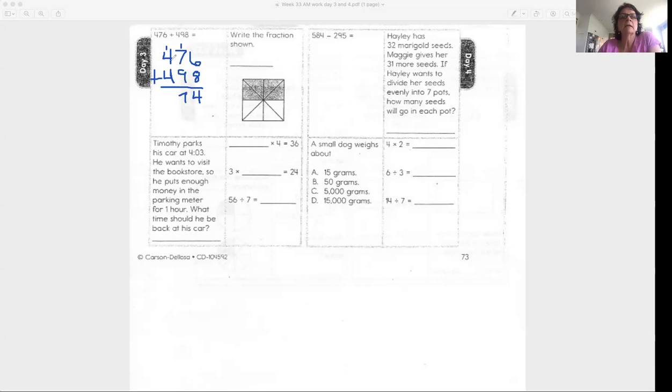And then last but not least, you add the hundreds. 4 plus 4 plus 1 will give you 900s. And our answer is 974. Okay, let's go to the next one.